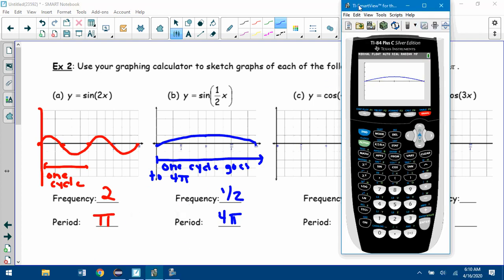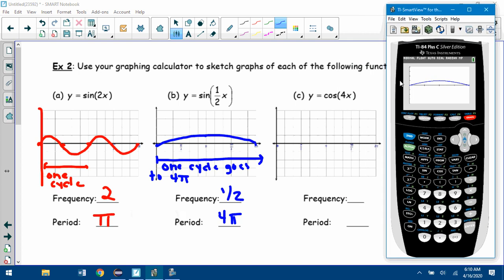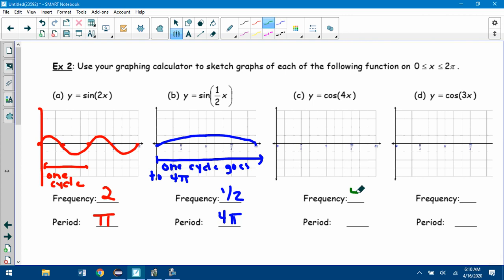All right, cosine of pi over 4, or sorry, cosine of 4x. Before I draw it, what do you think the frequency is going to be? How many complete cycles of cosine are you going to see between 0 and 2 pi? Let's see if your guess is right. There's 1 cycle, 2 cycles, 3 cycles, 4 cycles. So the frequency is 4.